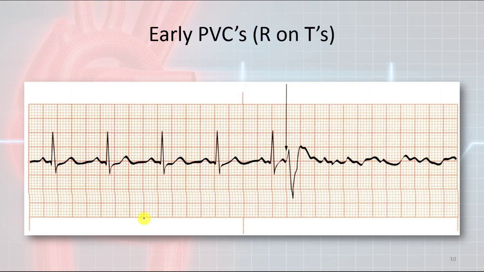First, let's talk about R on T PVCs. When we say R on T PVCs, what we mean is the R wave of the PVC lands or initiates on the T wave of the previous complex.